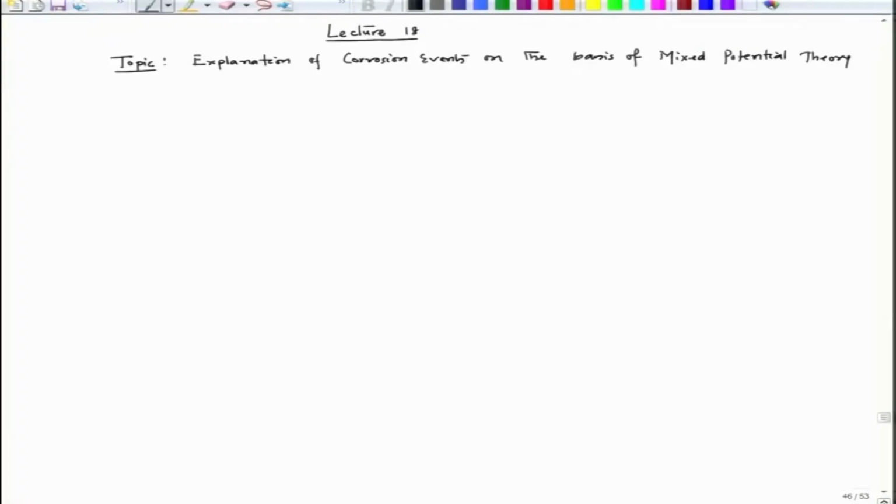Everyone, let us begin lecture 18. The topic, of course, is the explanation of corrosion events on the basis of mixed potential theory.